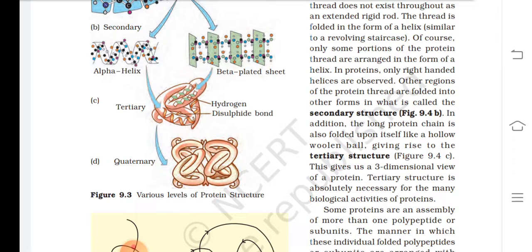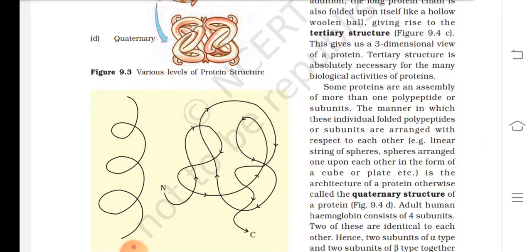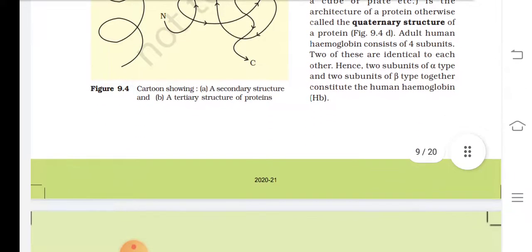Some proteins are an assembly of more than one polypeptide or subunit. The manner in which these individual folded polypeptides or subunits are arranged with respect to each other, for example, linear strings of spheres arranged one upon each other in the form of a cube or plate, etc., is the architecture of a protein, otherwise called the quaternary structure of a protein. Adult human hemoglobin consists of four subunits. Two of these are identical to each other. Hence, two subunits of alpha type and two subunits of beta type together constitute human hemoglobin.